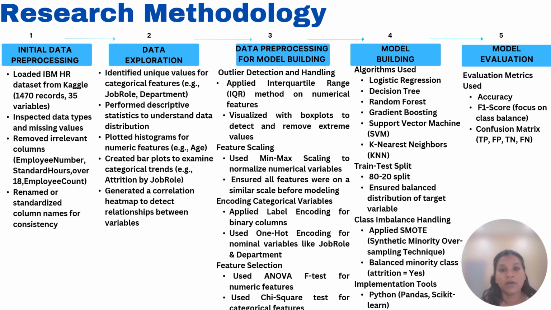Step 5. Model evaluation. Finally, I evaluated each model using three metrics: accuracy, F1 score, and confusion matrix. While accuracy gives a general idea of performance, F1 score was crucial as it balanced precision and recall, especially important in imbalanced datasets. The confusion matrix further helped to break down the model predictions into true positives, false positives, true negatives, and false negatives, offering deeper insights into model performance.